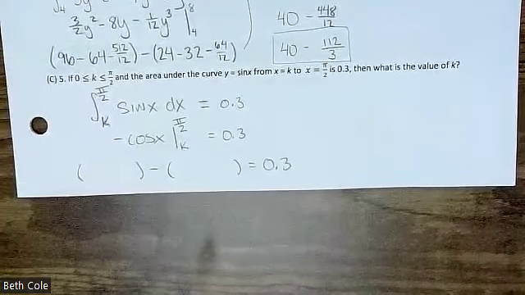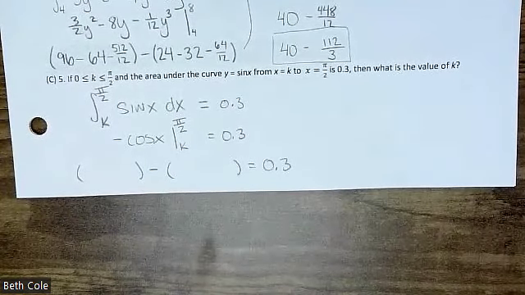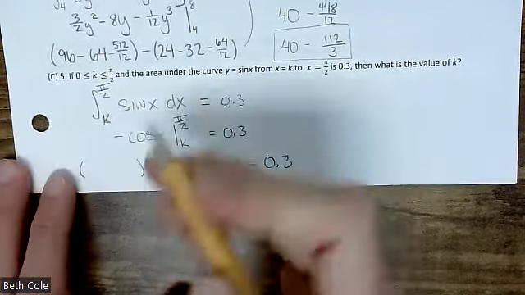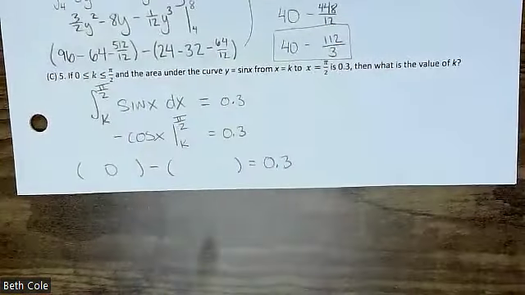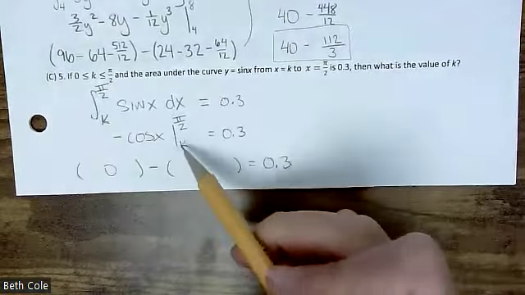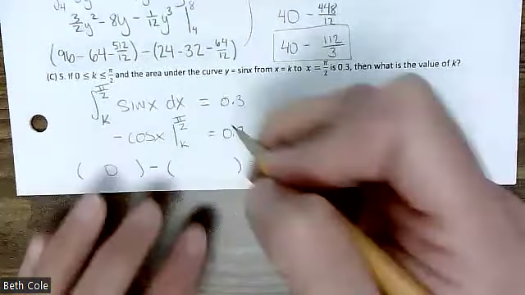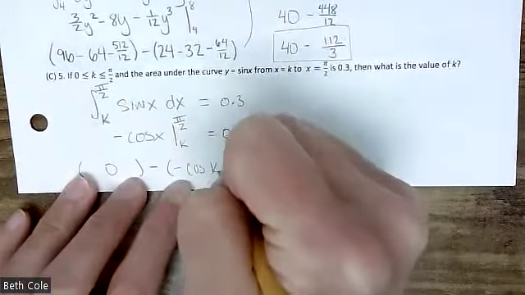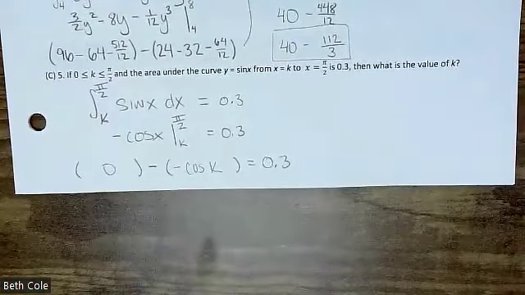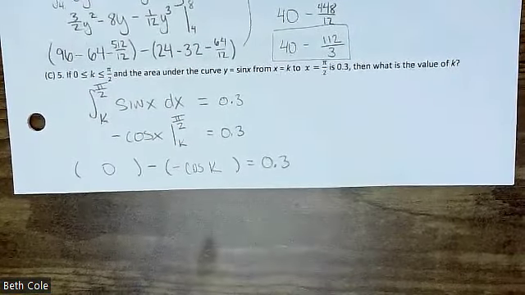Keep calm and know the unit circle. Cosine of pi over 2. Where is pi over 2 on the circle? That's up. Cosine is the x part of the point. 0 times a negative is 0. All right, now when you plug in k, you just get negative cosine k, which looks really weird, but it's the way it is. All right, now we're ready to pick up the calculator.